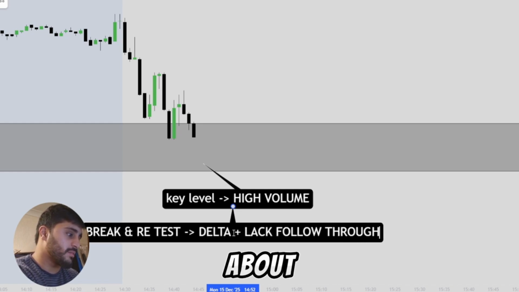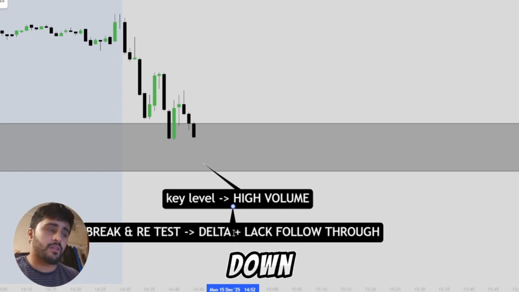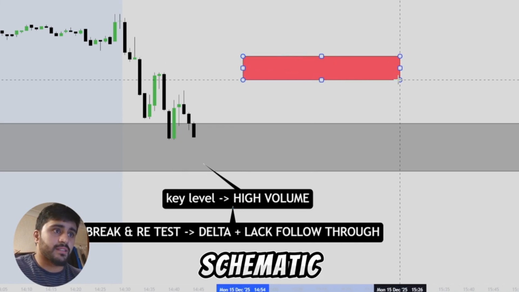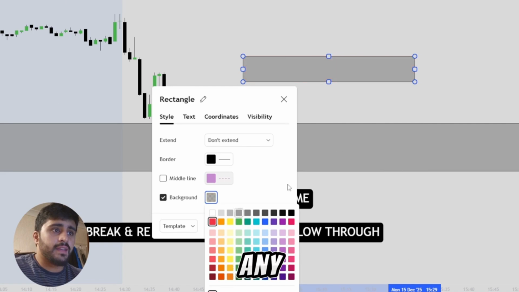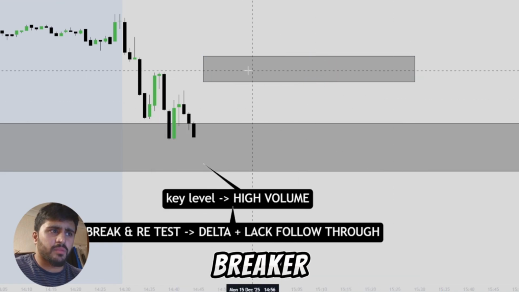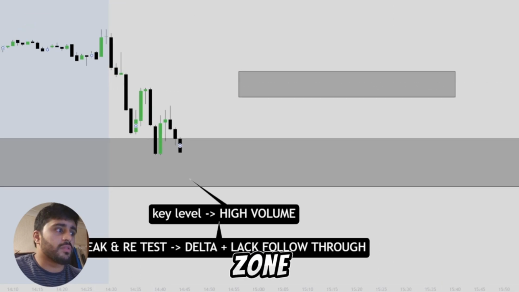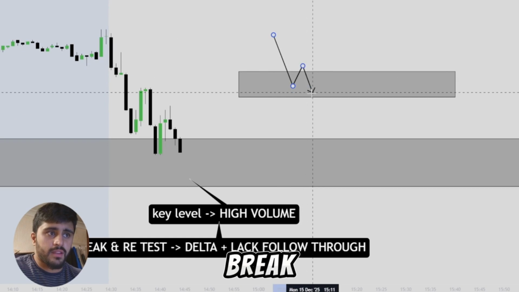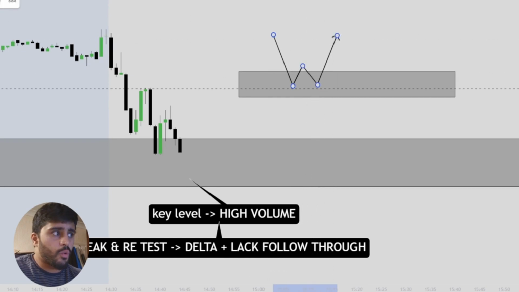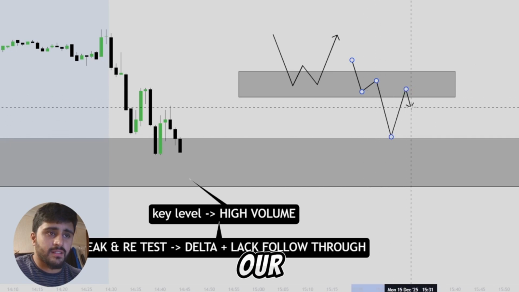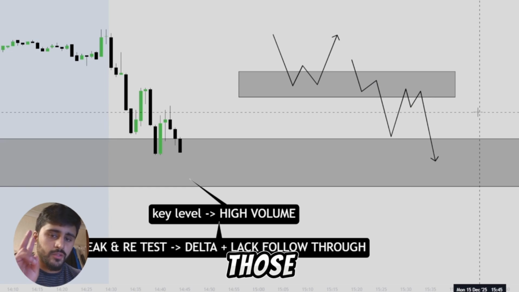I've made a lot of videos about this. This video is going to be similar, where I'm going to be breaking down how to use fair value gaps with the delta. Just as a heads up, this is basically a schematic of how it forms. Let's say we have any kind of key level. This can be an order block, a breaker block, an ICT support, resistance, whatever you want to call it. When we come into our zone like this, we can either break to the upside like this, or we can shoot right through, break to the downside, and then retest our level to take a short. Those are the only two options once we come into our key level.